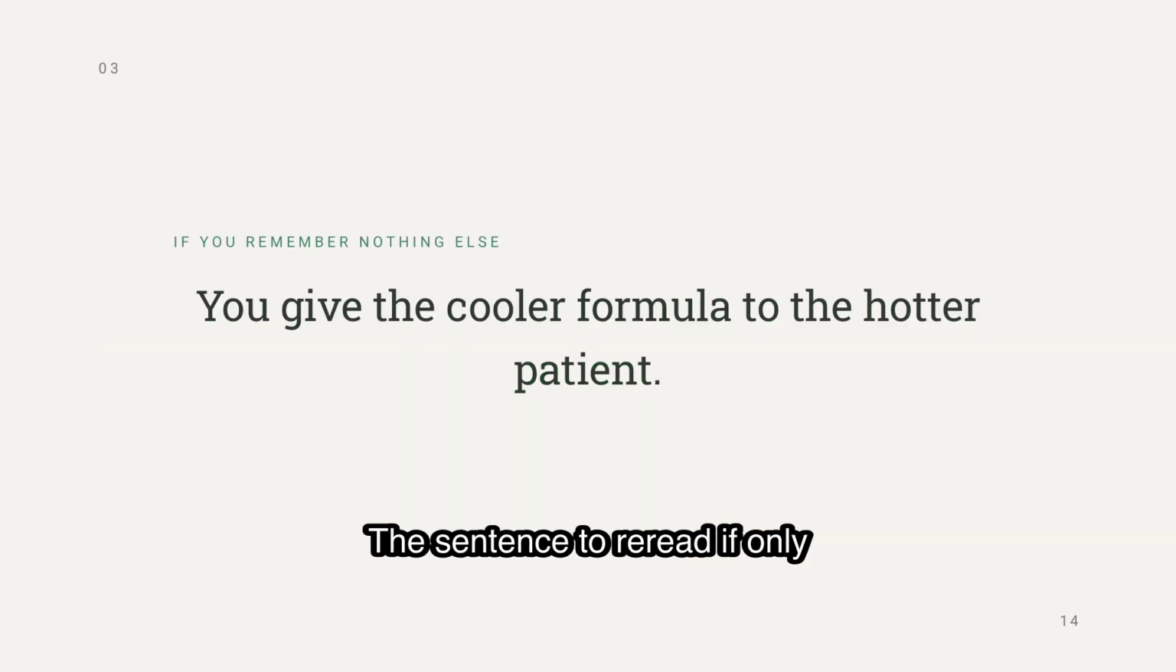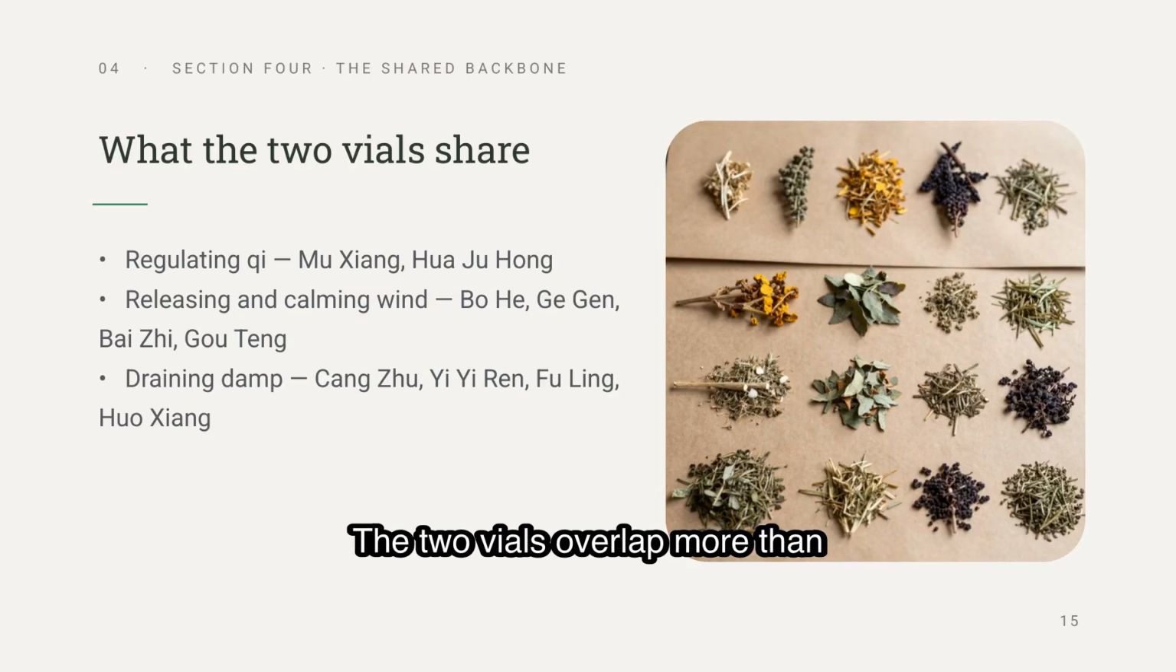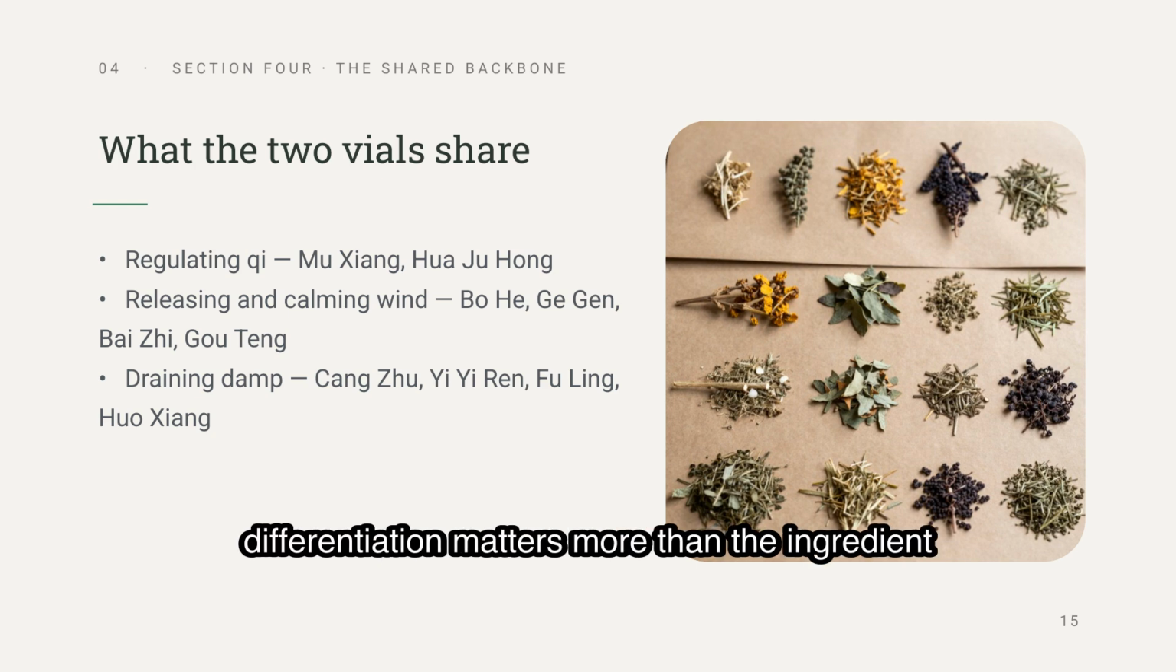The sentence to reread if only one thing sticks. You give the cooler formula to the hotter patient. It sounds backwards for about 5 seconds, and then it's obvious. It's how we've always prescribed. The two vials overlap more than they differ, which is why the differentiation matters more than the ingredient list.